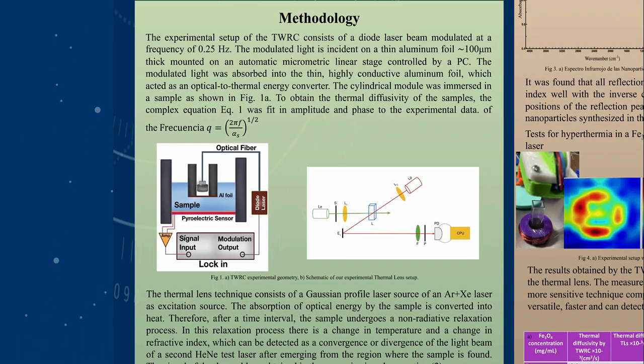We use two kinds of methodologies. One is called TWRC, that consists of a diode laser beam modulated at a frequency of 0.25 Hz. This modulated beam is incident on a thin aluminum foil mounted on an automatic micrometer linear stage controlled by a PC. The modulated light is absorbed by the thin, highly conductive aluminum foil, which acts as an optical to thermal energy converter. The cylinder module was immersed in the sample, as shown in figure 1.